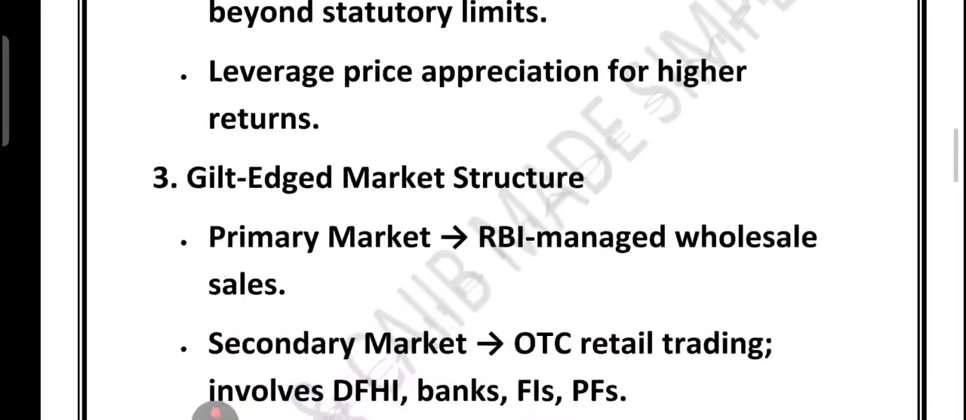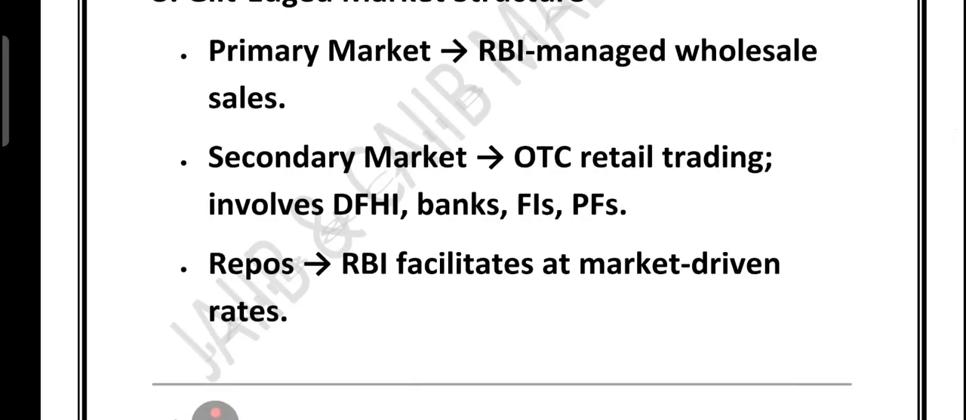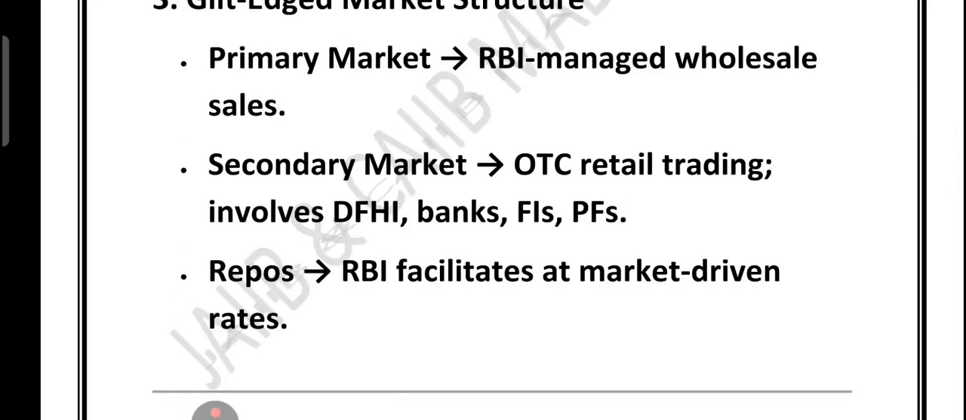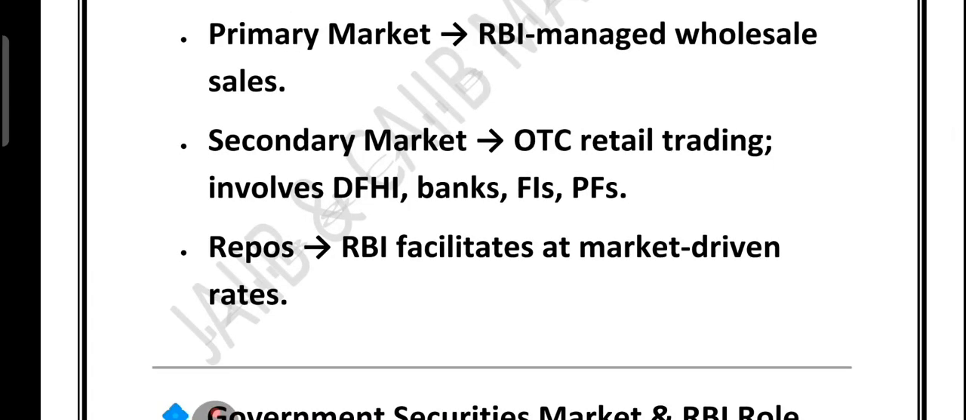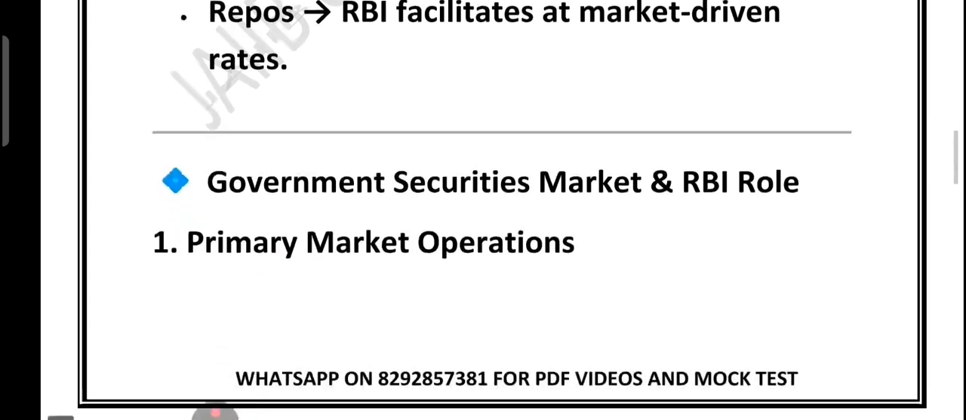There is something called gilt edge market structure. The government security market is called the gilt edge market because of its highest safety and stability. So there is the primary market where RBI manages the wholesale sales of the government security. Then the secondary market, which is called over the counter, retail trading among banks, financial institutions, right? And finally we have the repo. RBI facilitates repurchase agreements at the market driven rate to maintain the liquidity.